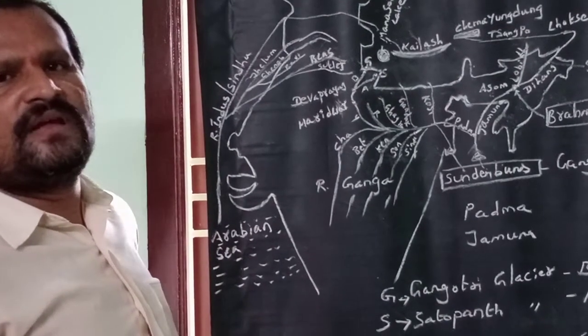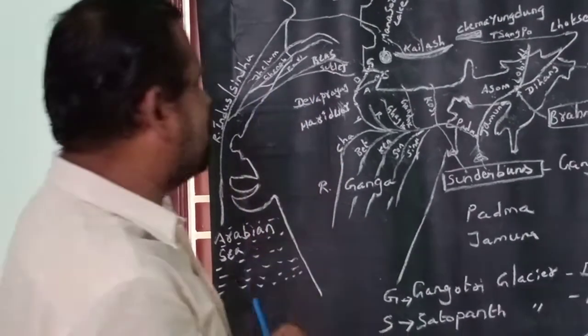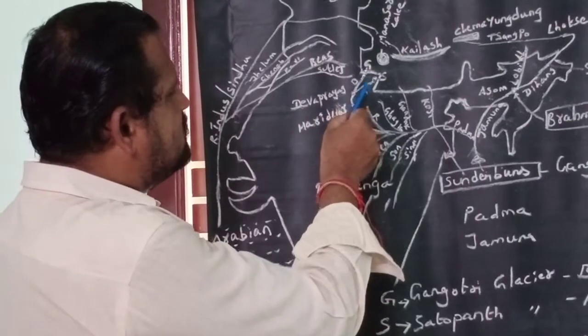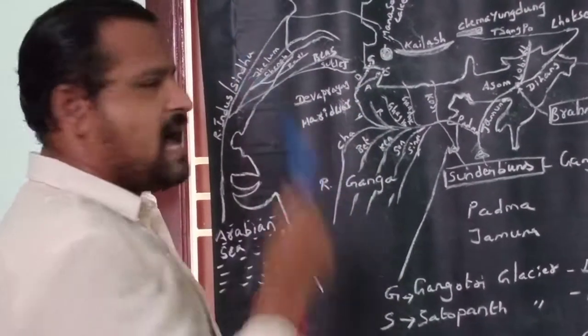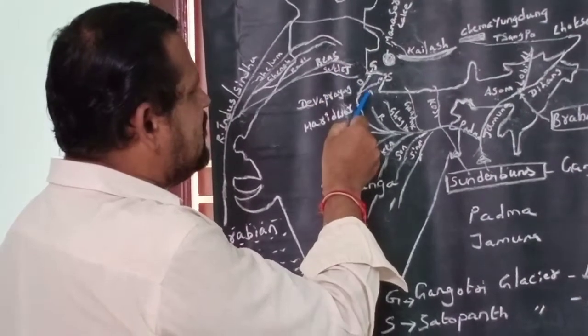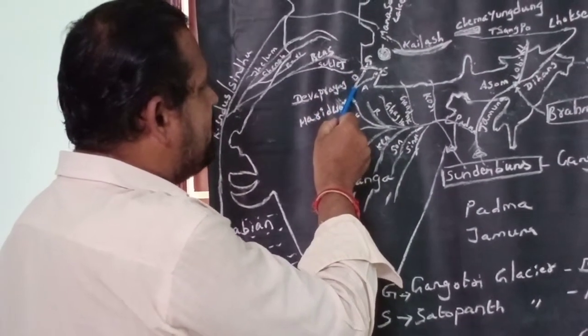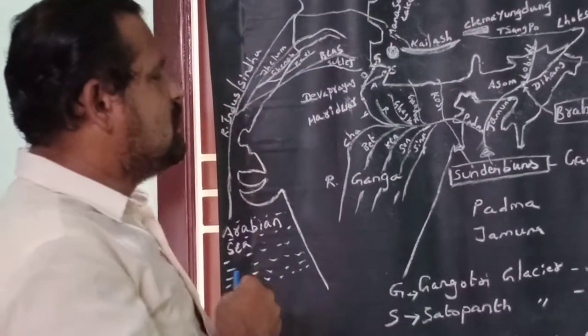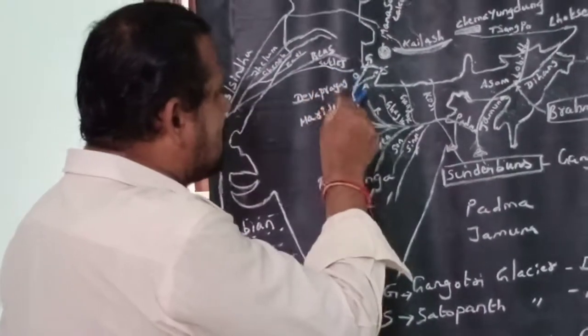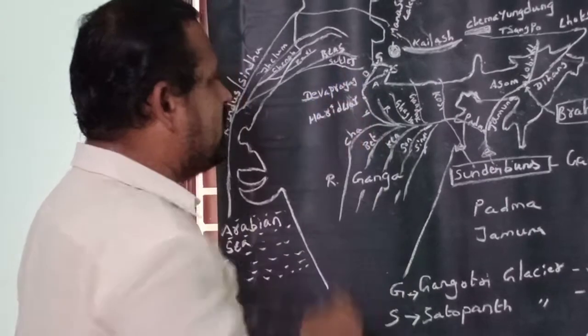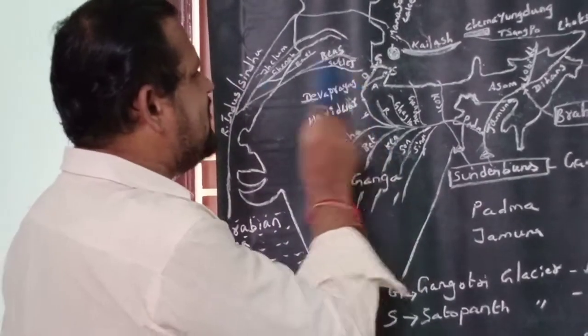Which is located to the northwest of Badrinath. Okay, these two streams join at Devaprayag. Now this river is called Ganga. Now the Alakananda stream and the Bhagirathi stream meet at Devaprayag, and now this river is called Ganga. When the Alakananda and Bhagirathi rivers join at Devaprayag, Ganga river formation takes place.